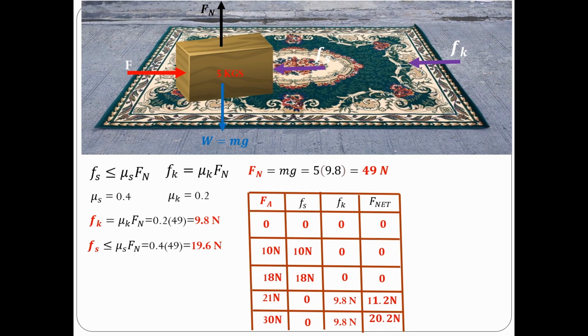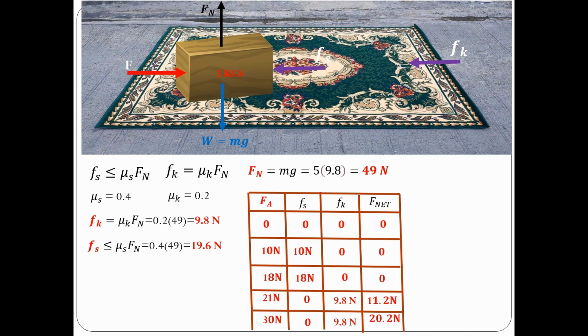So will this mean that the box is pushing back to the person? But that's not possible. So the static friction force cannot be 19.6 newtons. We can say that static friction force and the applied force are only equal in magnitude. So if you push with 10 newtons, it's going to push you back with 10 newtons also. So the box is still not moving.